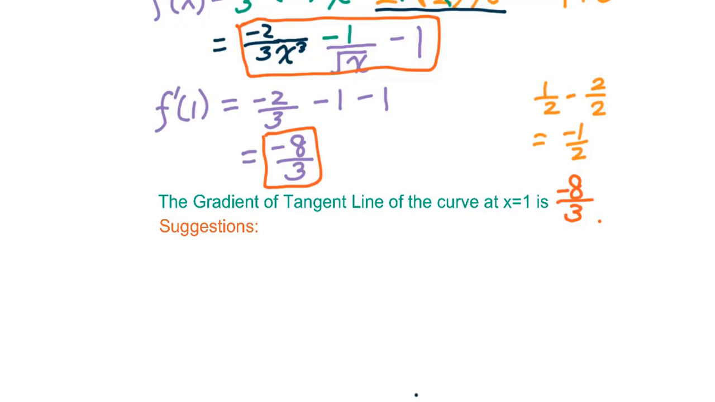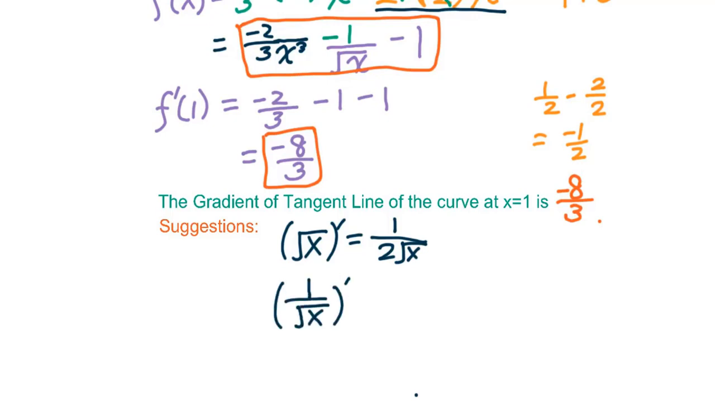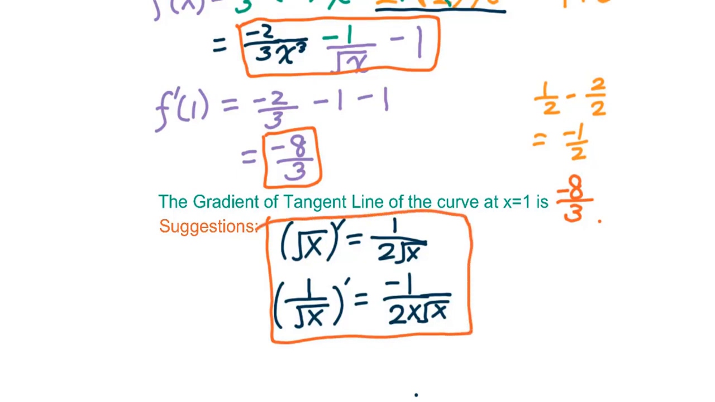Suggestions. For IB exam for HL level, we use the derivative of square root of x a lot. So if possible, just remember that is 1 over 2 square root of x. For 1 over square root of x, the derivative will be negative 1 over 2 x square root of x. If you can remember the value for this, it can make things much easier. It can save a lot of time when you do the IB exam.